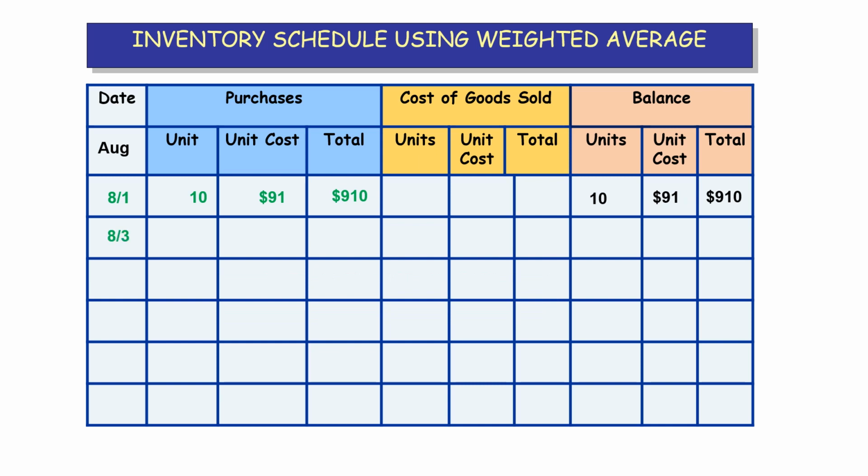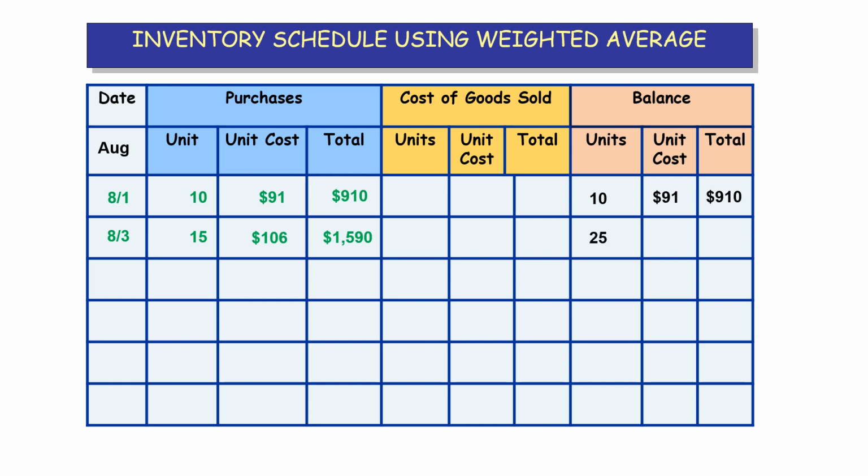Let's fill in the second line. Again, on August 3rd, we purchased some more. In fact, 15 more. The cost went up to 106. So 1,590 was the total cost. So I'm going to move this into the balance side. Since I already have 10 units in the balance, and I will add 15, the new purchase, to that, giving me 25 total units.